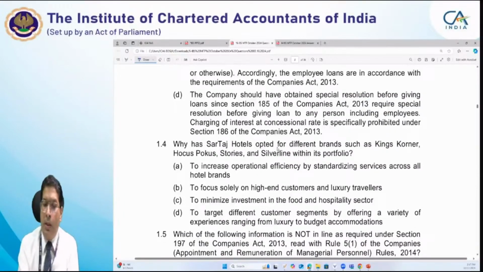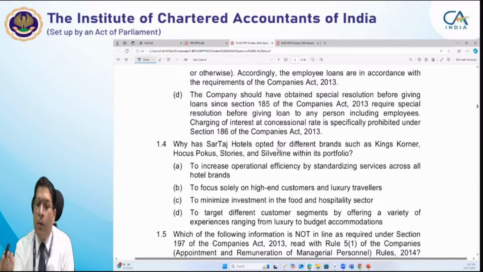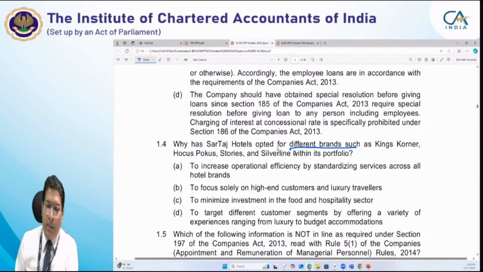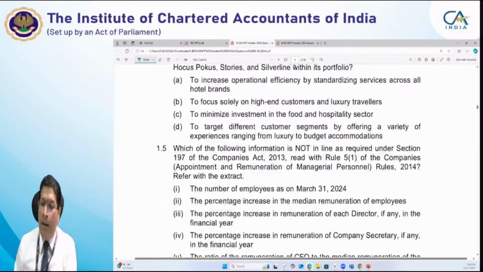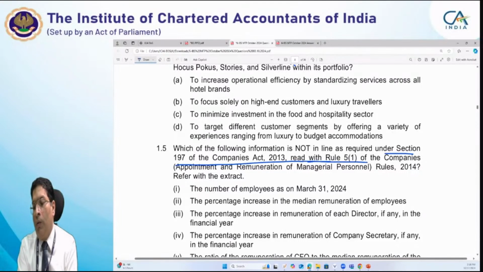The next question is why has Sartaj Hotels opted for different brands? Because this part is related to brands, keep the brands perspective also in mind. And question number 1.5 is related to Section 197 of the Companies Act read with Rule 5(1) of the Companies Act.